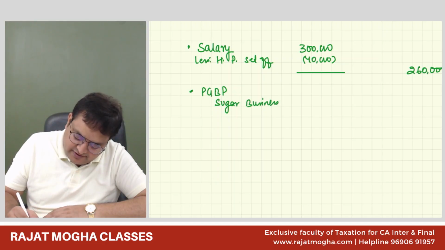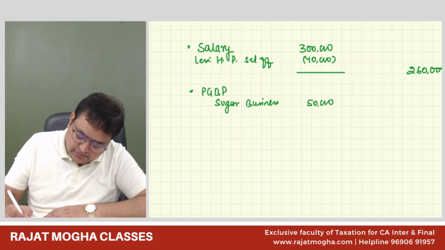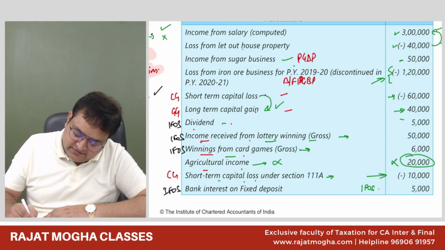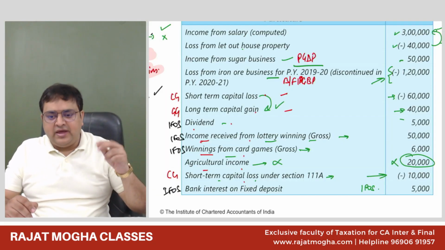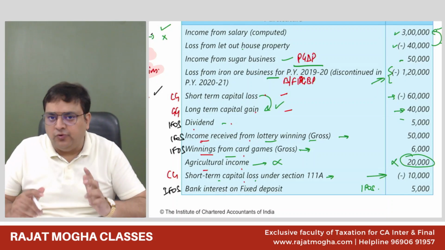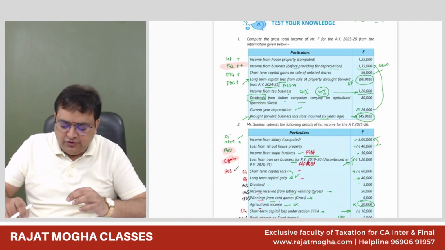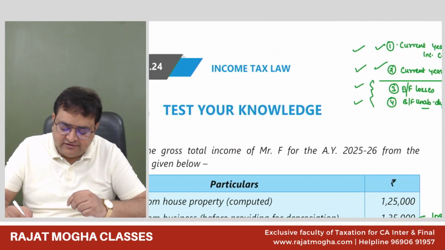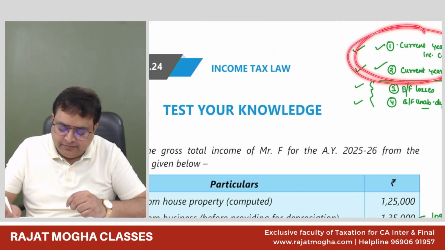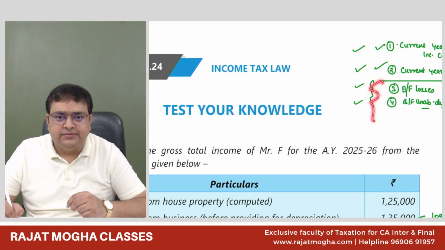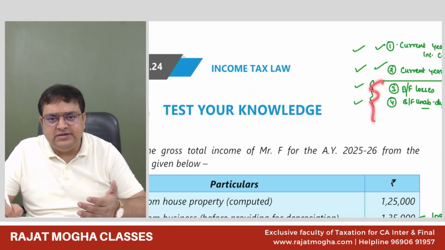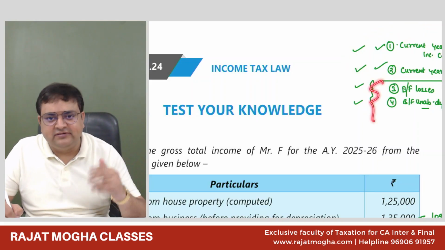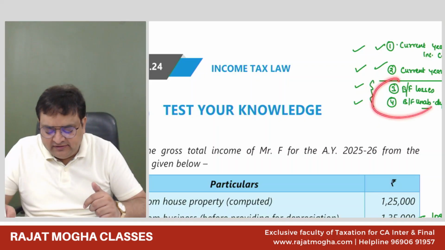Sugar business we have 50,000 income. Then this is the PGBP and this is the PGBP loss which is coming from last year. So can I just set it off right now? No. First of all, this category should be over with respect to all the heads. So whatever is brought forward, although right now we are doing PGBP and there is a PGBP loss of the last year, can I take these right now?